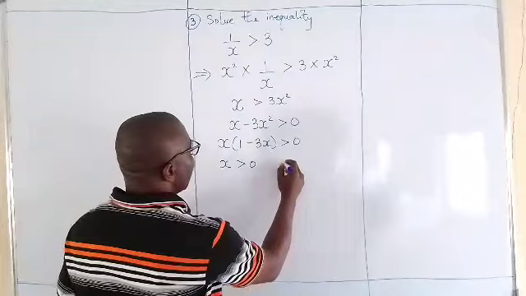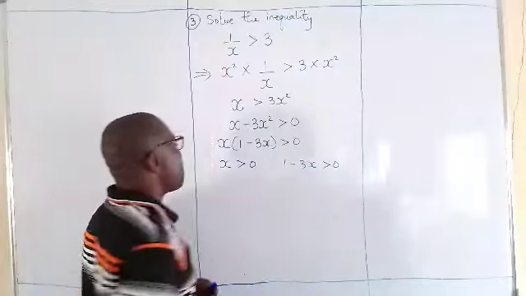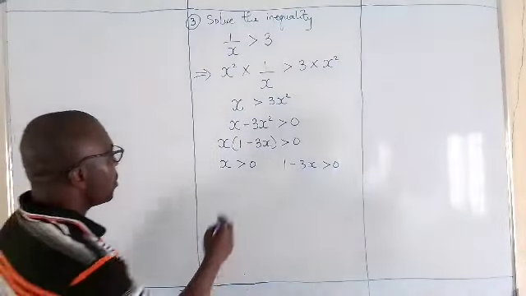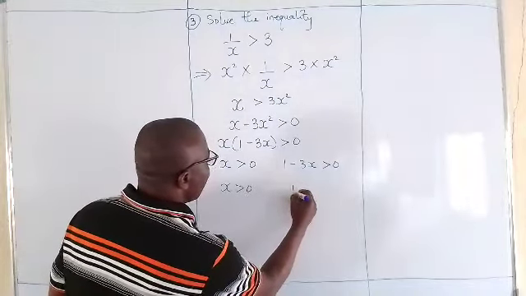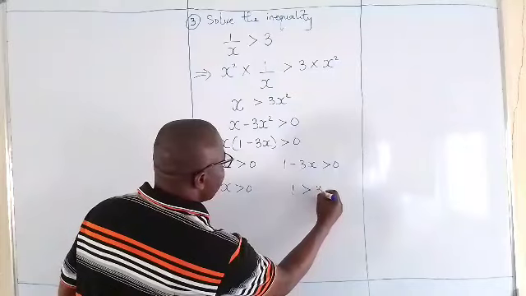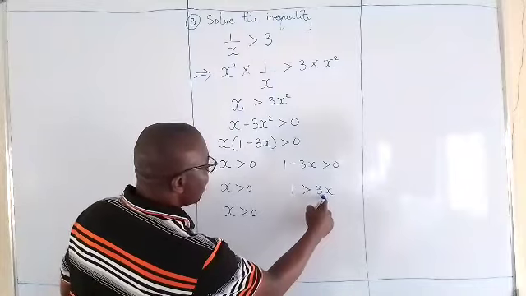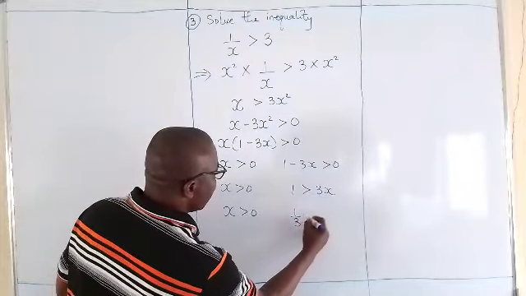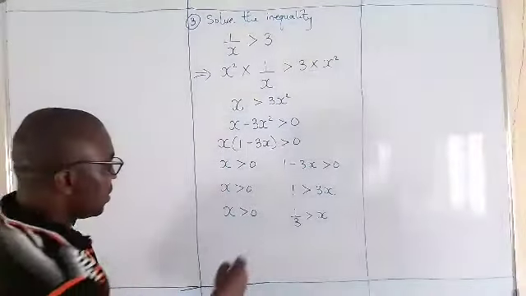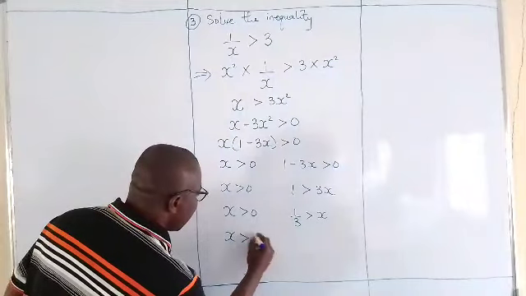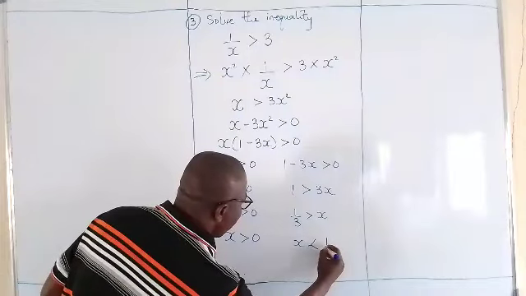Leave a little space. 1 minus 3x is also greater than 0. If you solve this, you have 1 is greater than 3x. Divide both sides by 3. You have 1 over 3 is greater than x. Of course, this can be written as x is less than 1 over 3.